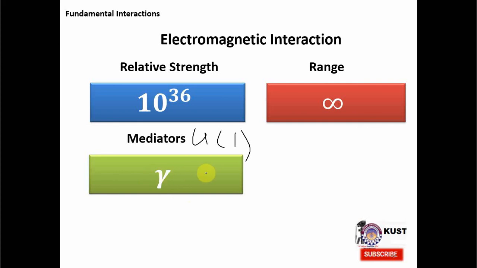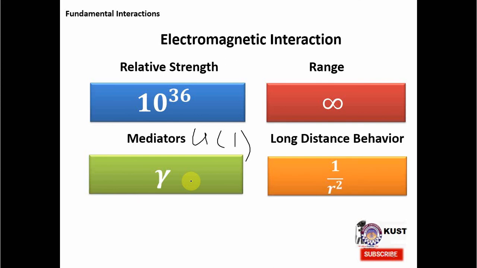So two electrons or two charged particles mediate, or emit or absorb, a photon between them in order to exert electromagnetic force on each other. And its long distance behavior, as is well known to everyone, is 1 over r square. So it's an inverse square force. In Coulomb's law, you see that 1 over r square factor coming up there. This is its long distance behavior.